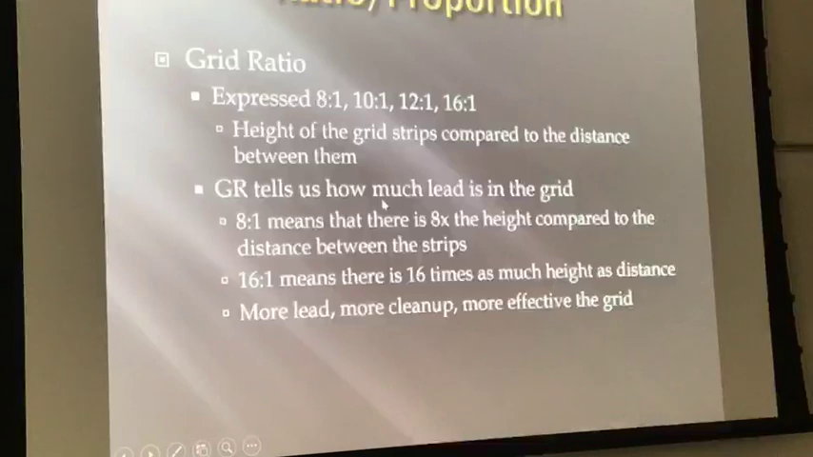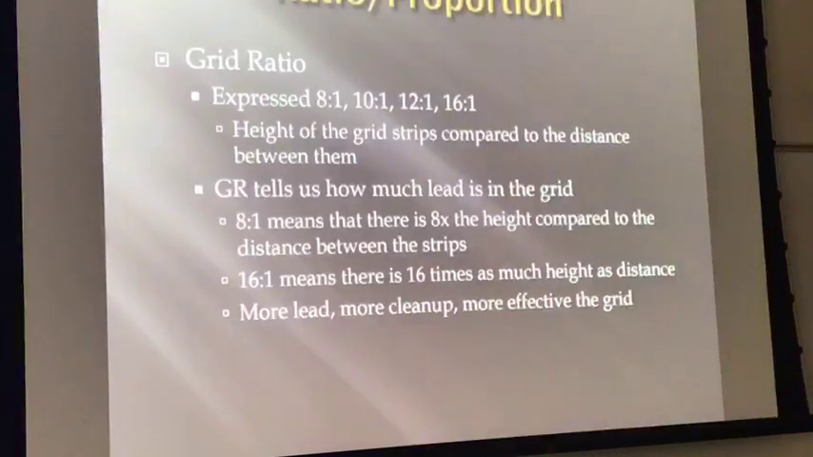And it tells us how much lead is in the grid and how effective it's going to be at cleaning up scatter radiation. So 8 to 1 means that there's 8 times the height compared to the distance between the strips. The strips are really stacked right on top of each other. 16 to 1 is even more than that. So more lead, more cleanup, more effective grid.